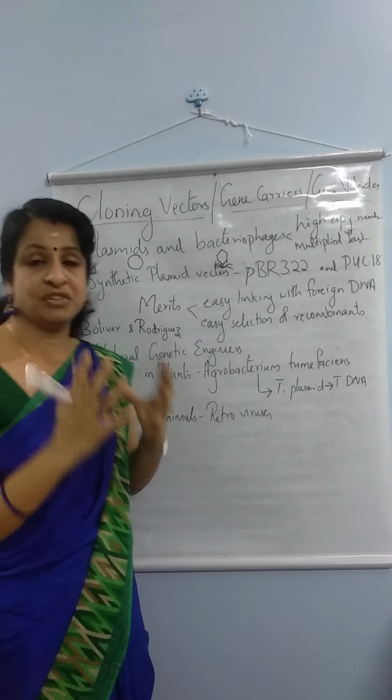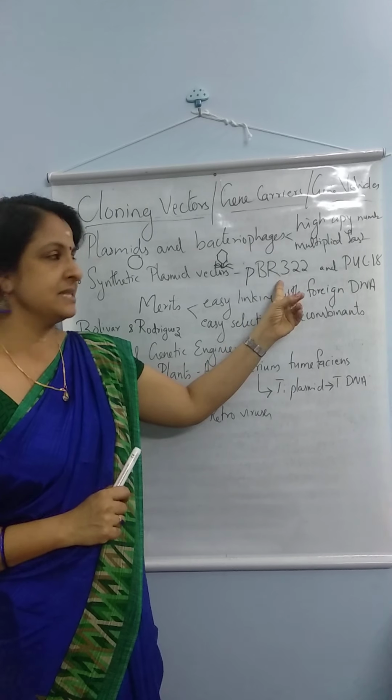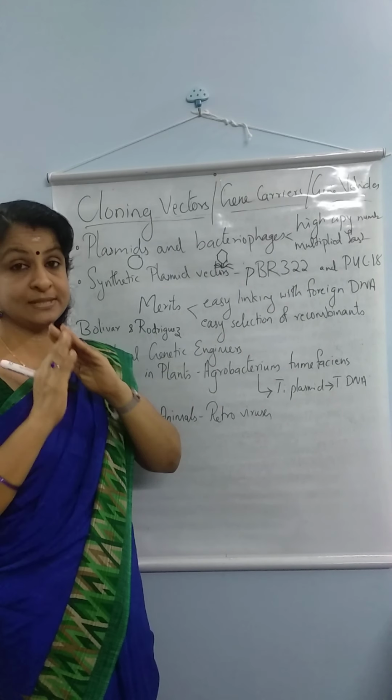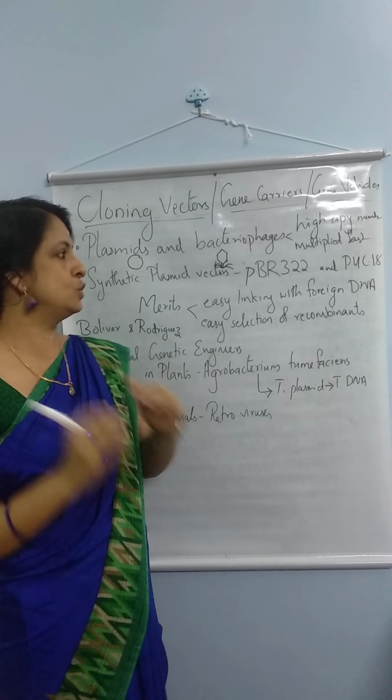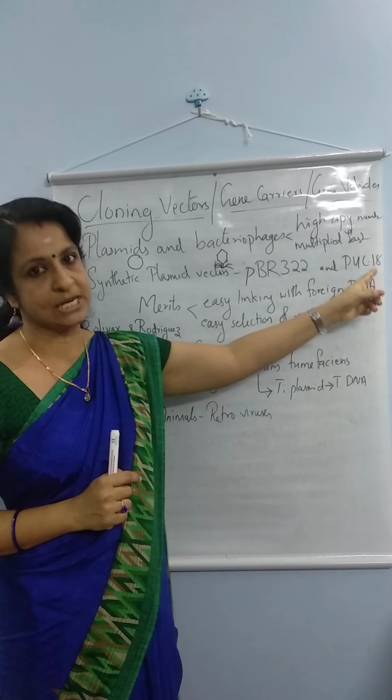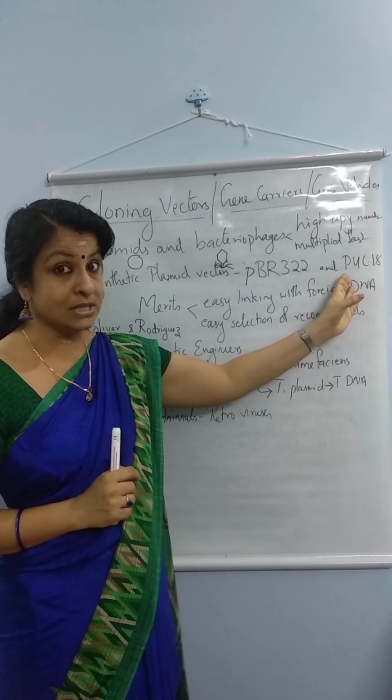So an example is, it should be read as pBR322. P should be a small letter, B and R capital, and 322. Okay, so it is read as pBR322. Another example is pUC18. So these two are what? What are these two?